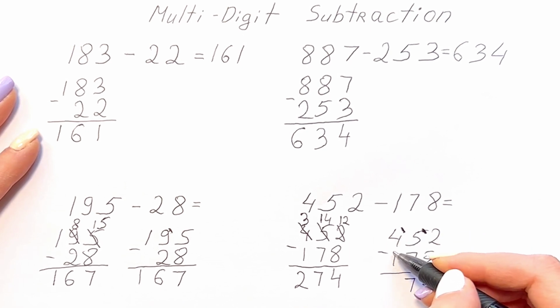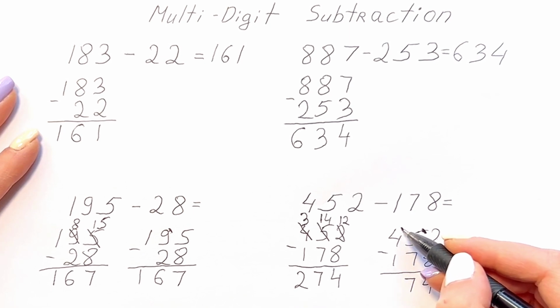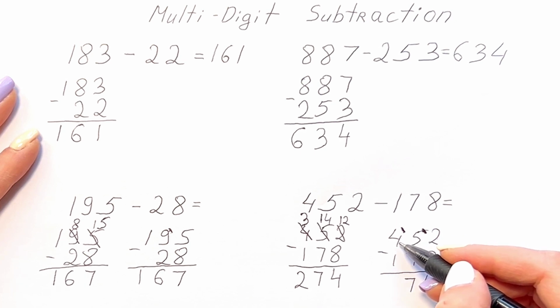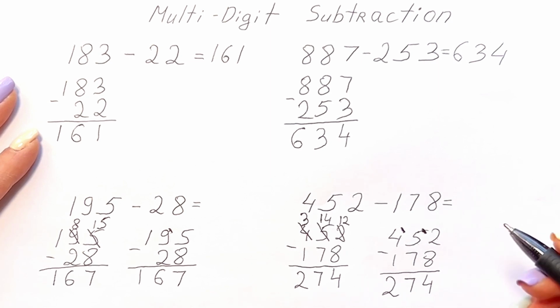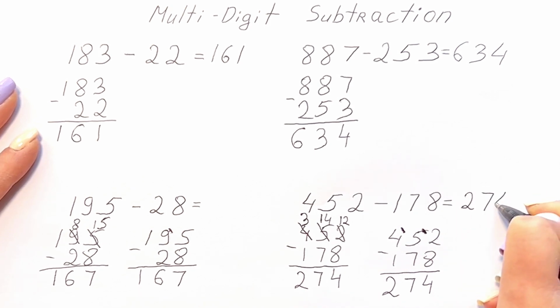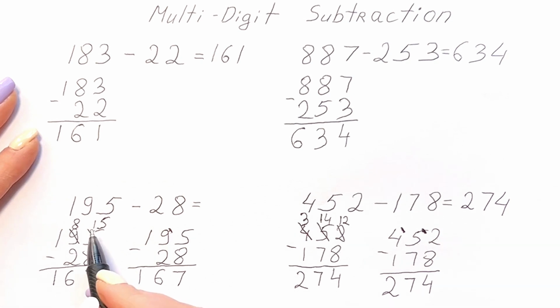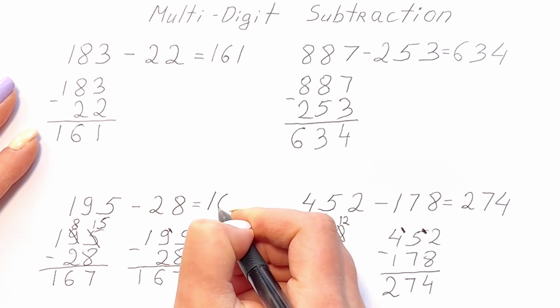Now look at this number. Is there a borrowing sign on the top? Yes. So it means this is one number less. It's 3. 3 minus 1 is 2. So 452 minus 178 is equal to 274. And 195 minus 28 is equal to 167.